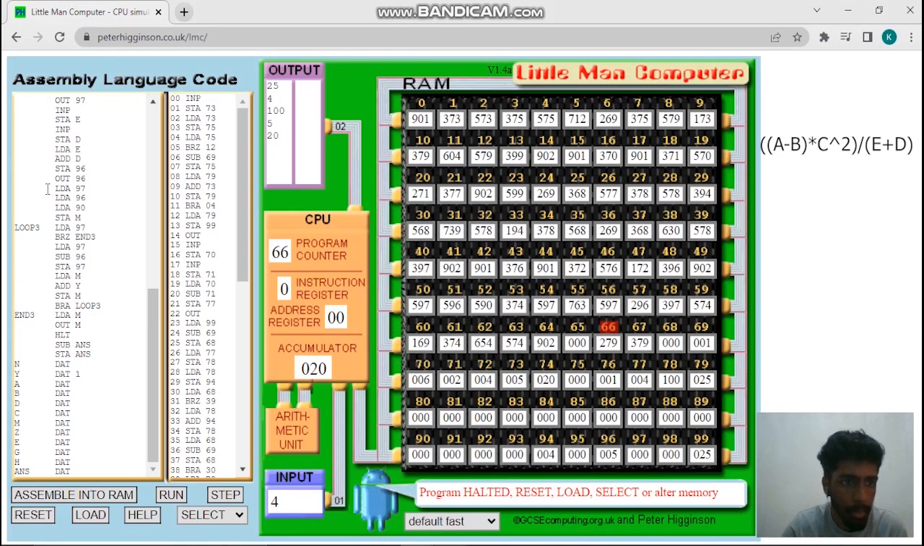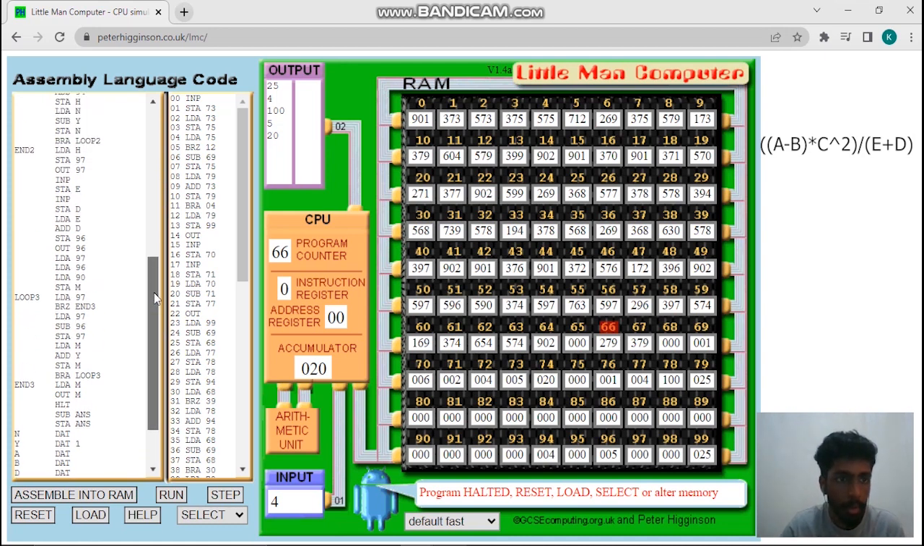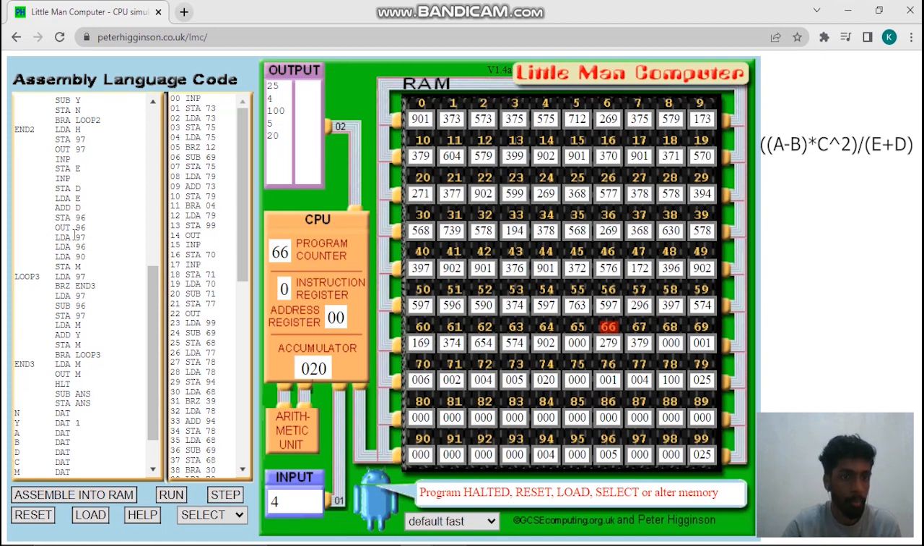Next, for the division process, I have to load back the data of 97 and also 96, where 97 is the output of the numerator just now, which I stored at 97. And 96 is the output of E plus D just now, which I have stored in 96. I have to load back those data again, and I have to load 90 and store it as M, because instead of declaring M as 0, I have to do it this way, because it is a problem itself in the LMC.